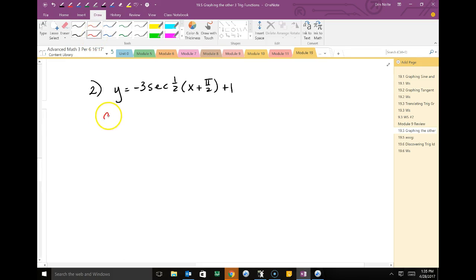Okay, what's my amplitude? 3. Now, if you said negative 3, I would be okay with that. Just remember, what does the negative do to the function? Flips it upside down. So the idea is that it kind of reflects it over the midline.